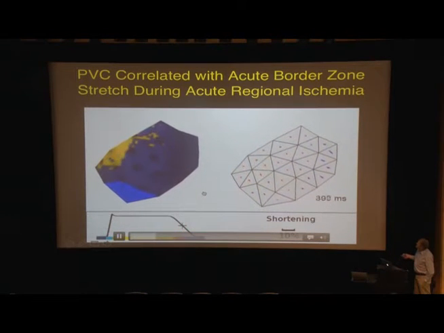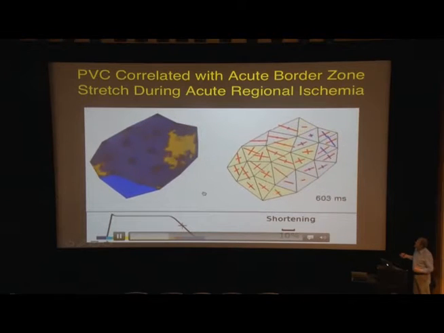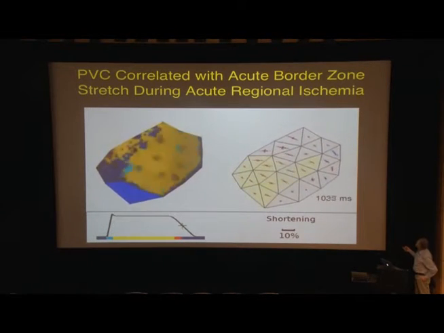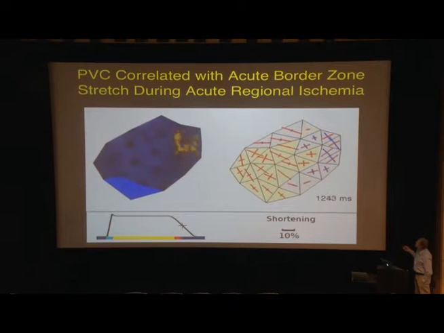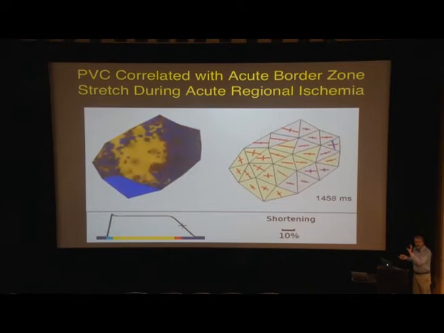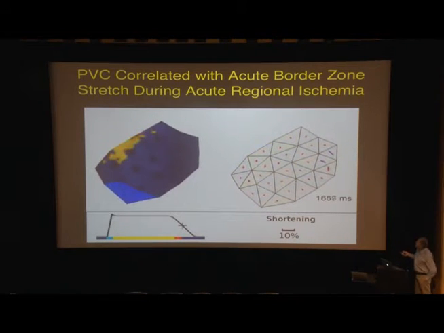So in the ischemic region over here, those red lines, that's telling you that the tissue is stretching, so it's bulging out, whereas over here in the more normal tissue, you're still getting contraction, so there's a lot of stretch right here. And what you see there, that is an ectopic beat that's arising right at the border zone where it's highly stretched.